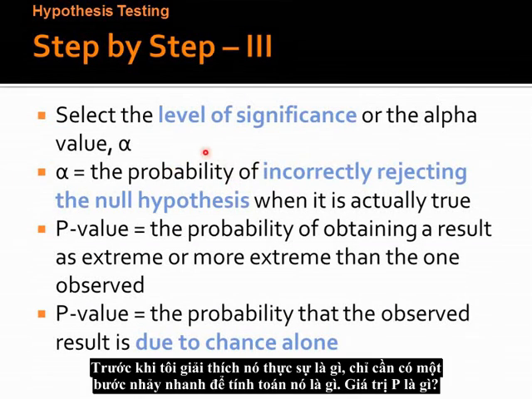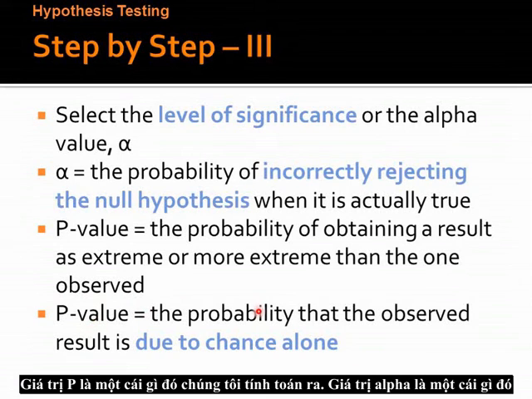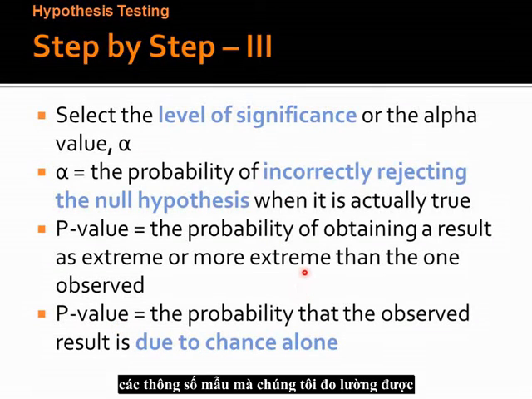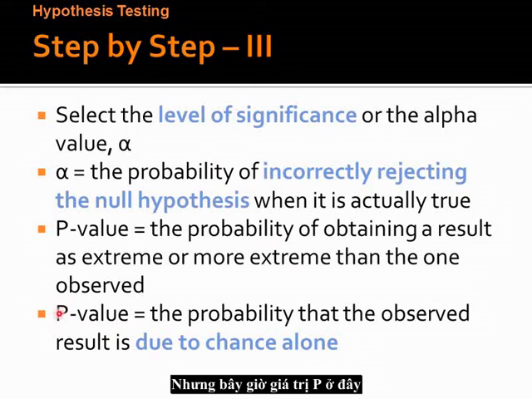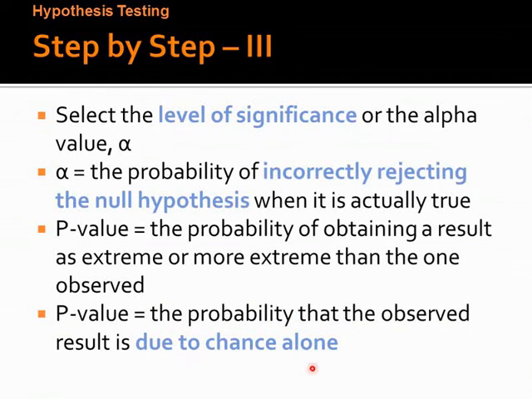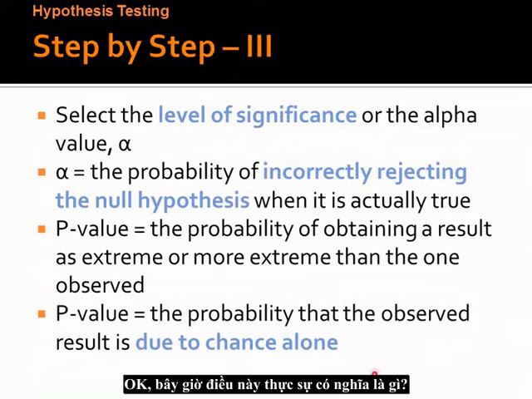Before I explain what actually it is, first let me just have a quick jump to calculate what is the p-value. P-value is something we calculate out. Alpha value is something we state. I state that my alpha is 0.05, my level of significance. My p-value, however, I calculate based on the sample parameters which I measure. Right? Now the p-value here, after I calculate, is what it means is that it's the probability that the observed result that I obtained in my measurements in my collected sample is due to chance alone. Okay? Now, what does this actually mean?